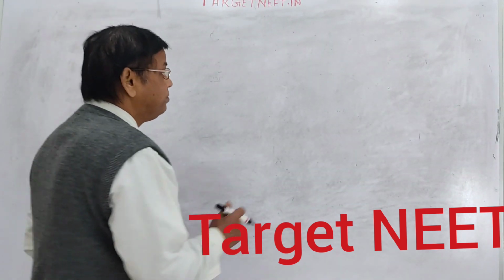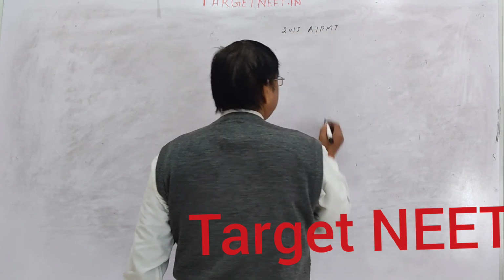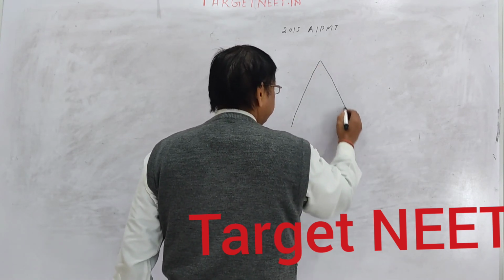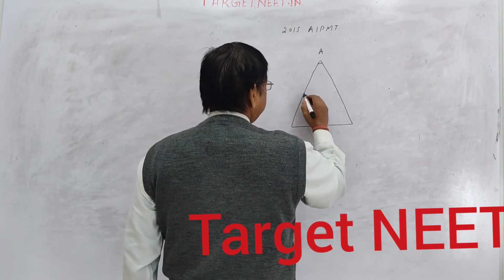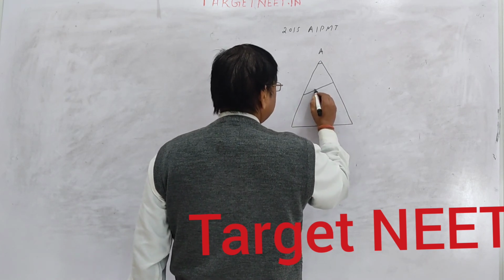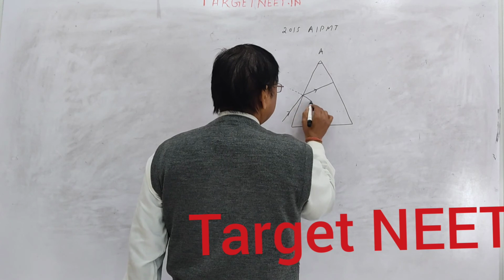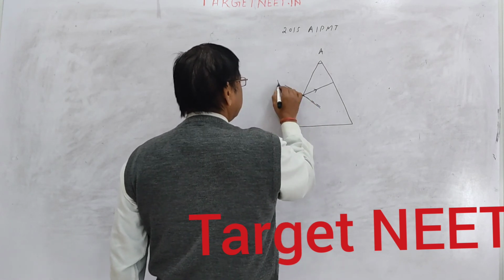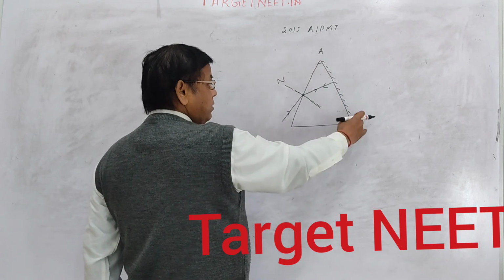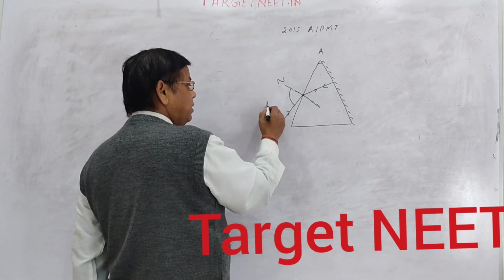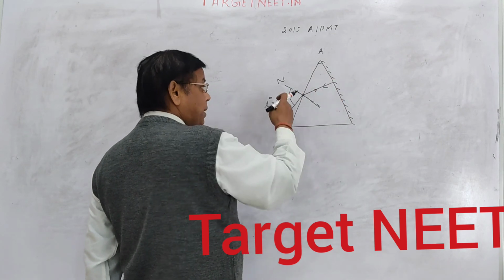Now another question on prism. It is also asked in 2015 AIPMT. The question was like this. This is a prism whose prism angle is A. This surface is silvered, and when light is incident at angle of incidence i equal to twice of angle of prism, light is refracted and incident on second face and reflected back.